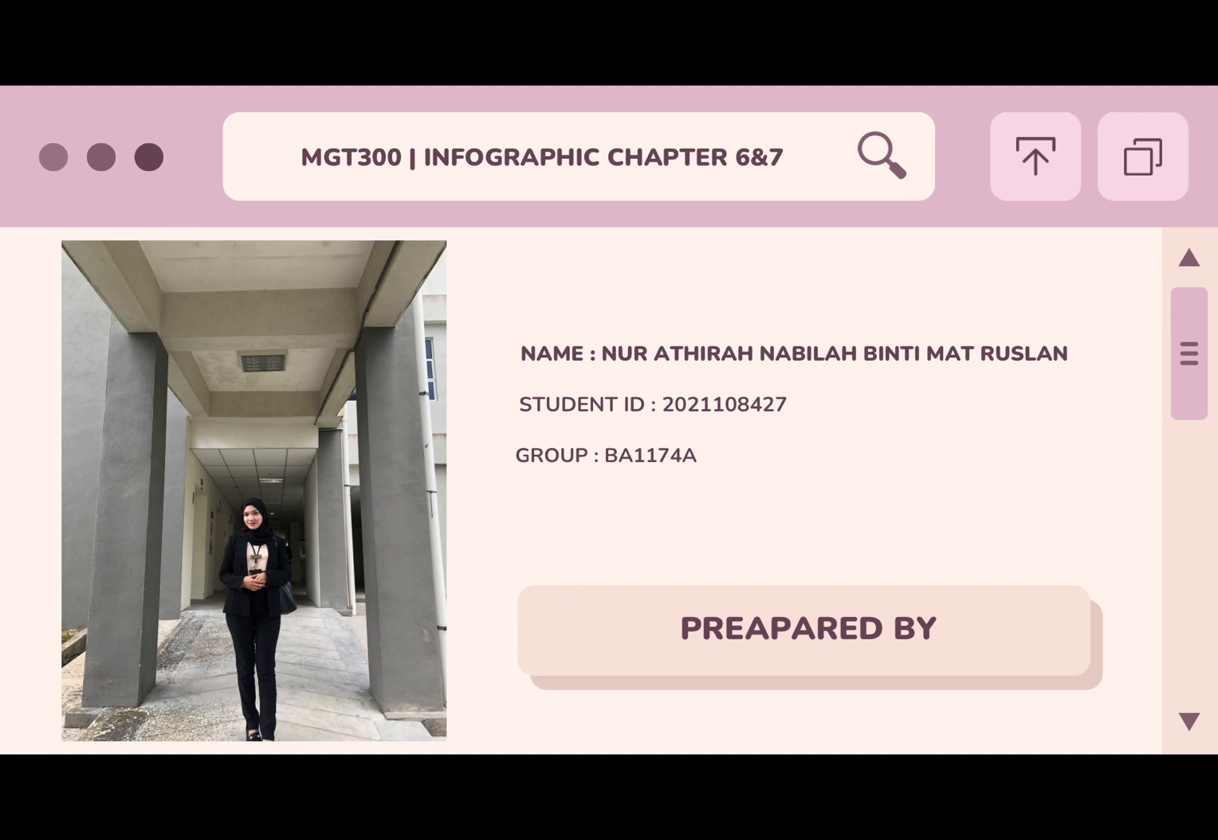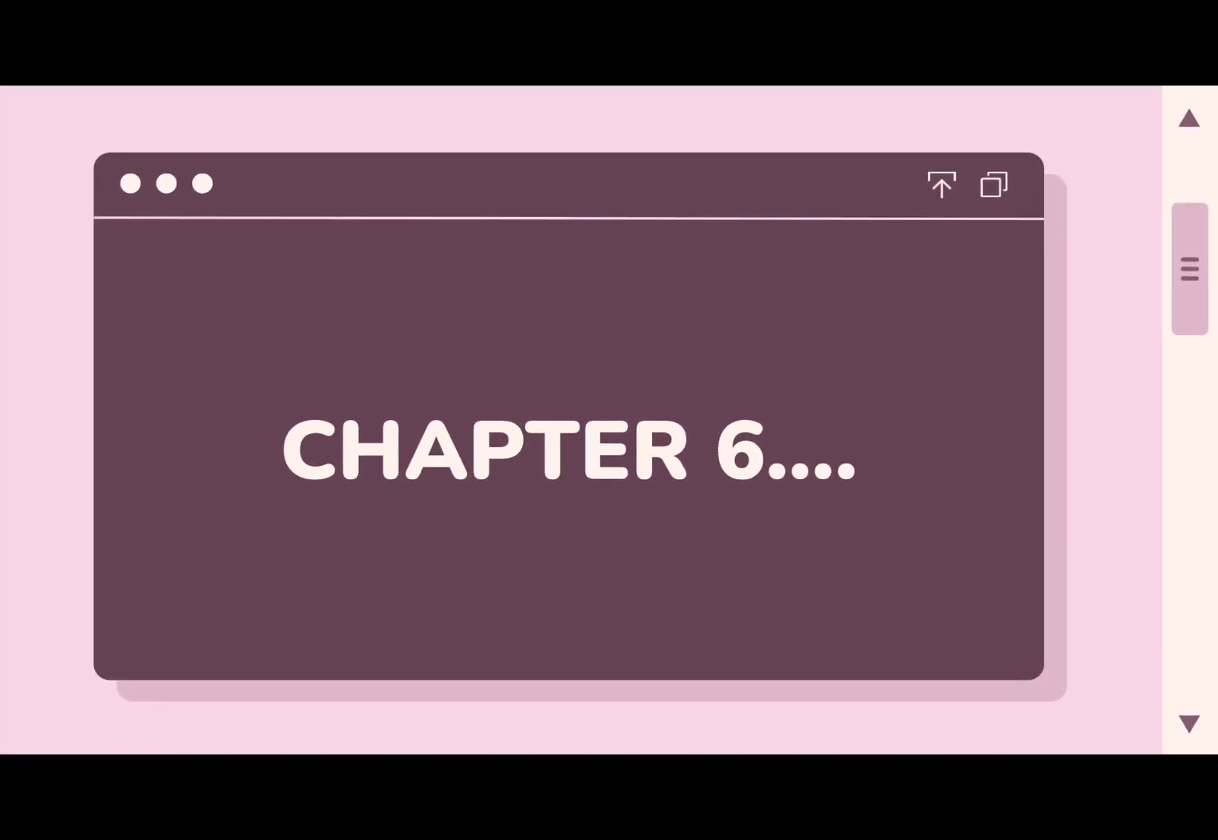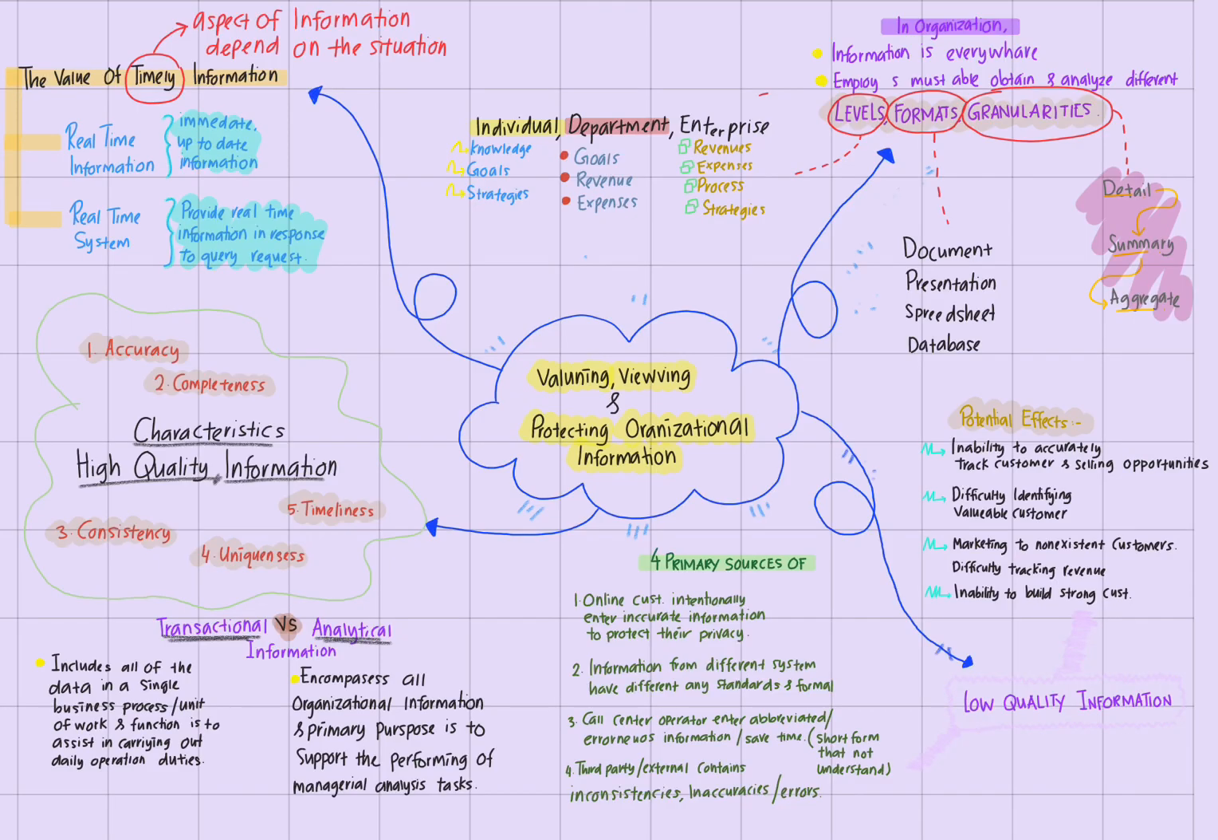So in this video, I will present the individual infographic for this course, which is MGT300 for chapter 6 and chapter 7. So first, for chapter 6, which is viewing and protecting organizational information.